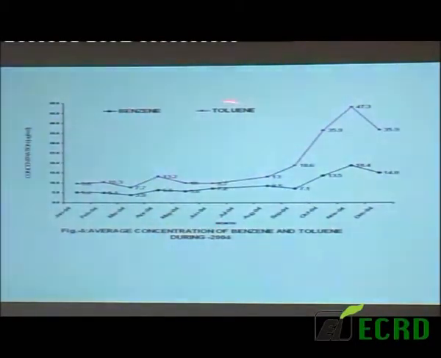And this is the benzene and toluene graph. You can see benzene is lower one, toluene is upper one. And I found that this was between 2.5 to 3.5 times high toluene at that time. So you can play with the ratio. You can know the profile, what is the ratio of benzene and toluene in different sources, and you can find out the source also. Next, please.